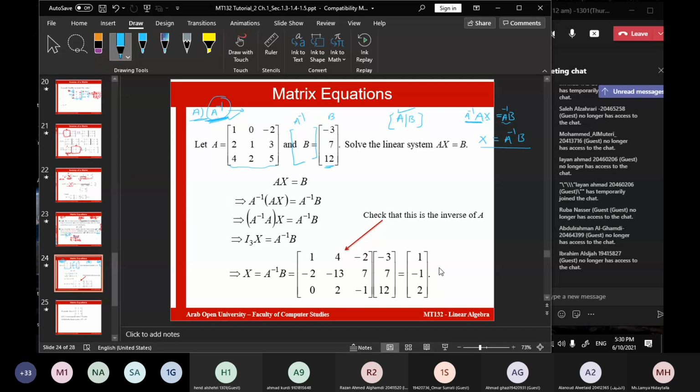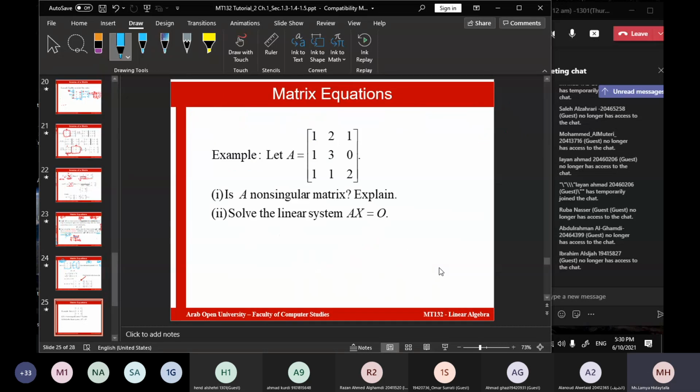Clear? Okay. Let A equal this matrix. Is A a non-singular matrix? Explain. What is non-singular? Tell me.